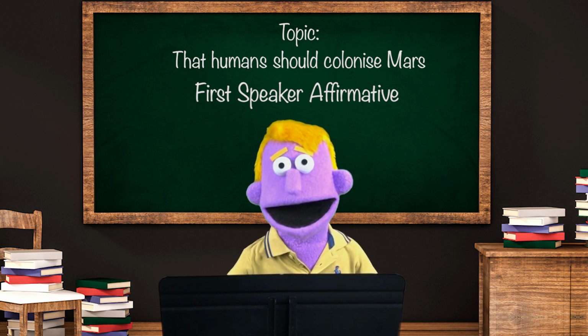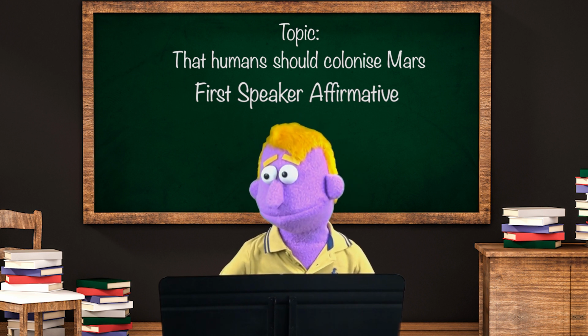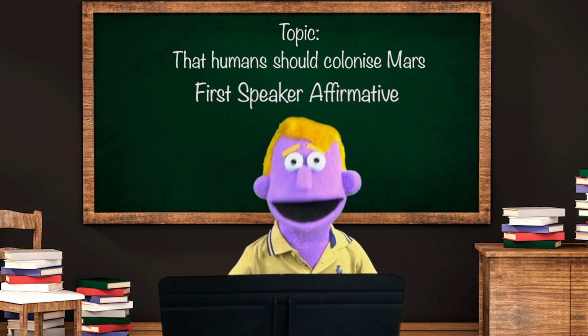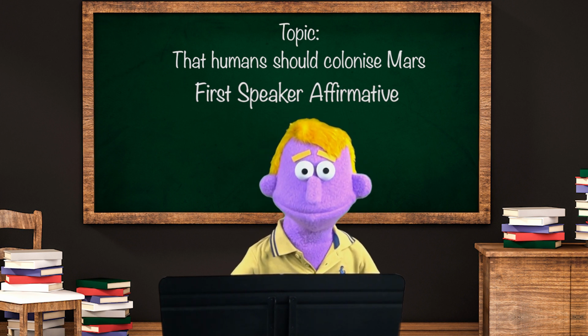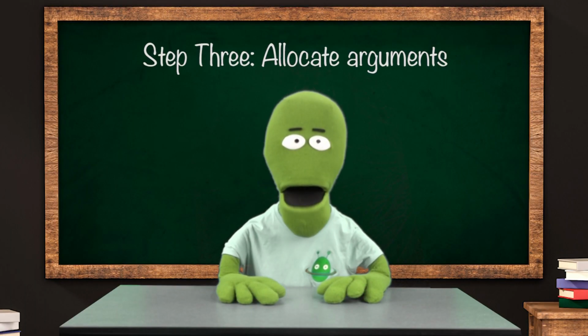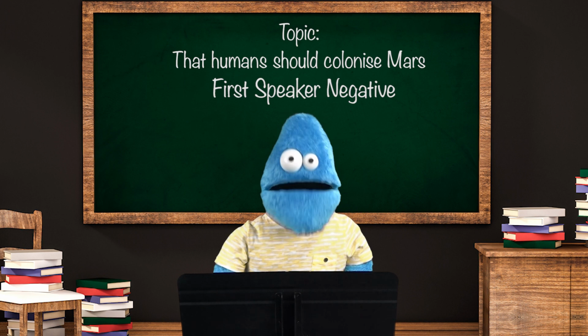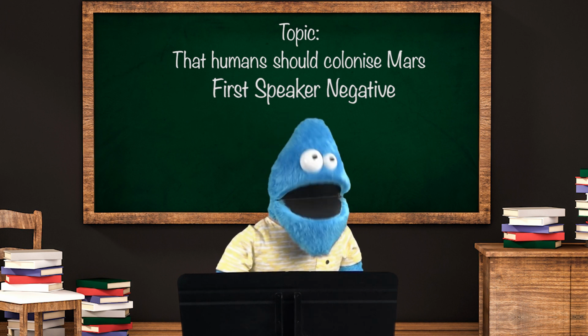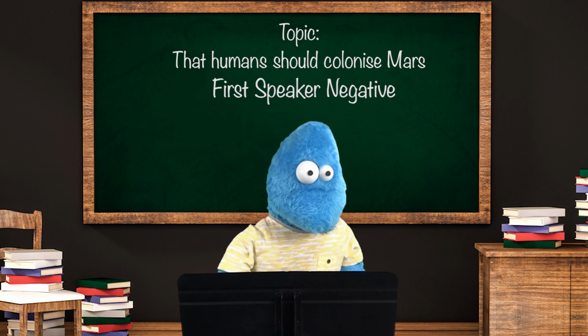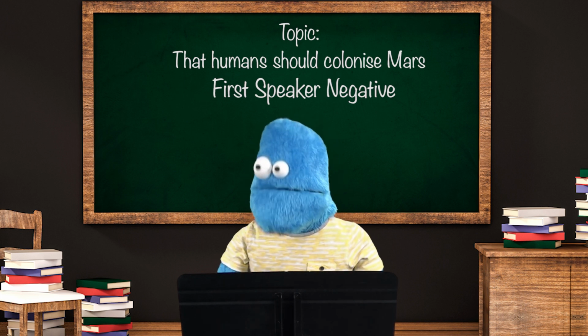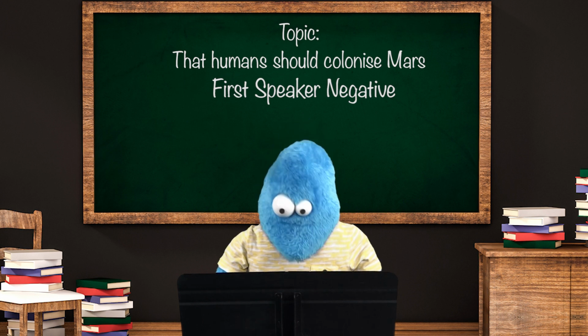Finally, our third speaker will summarise our team's case, summarise that of the opposition, and leave you in no doubt that humans should colonise Mars. Alternatively, the negative team may also begin with the first speaker looking at the global impacts of colonising Mars. As first speaker of the negative team, I will focus on factors such as the cost of sending people to Mars and how that money would be better spent on Earth, and focus on issues such as global warming.